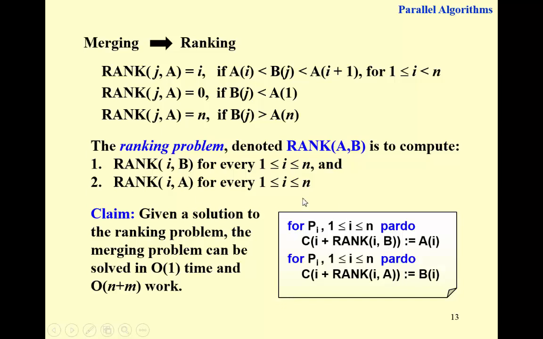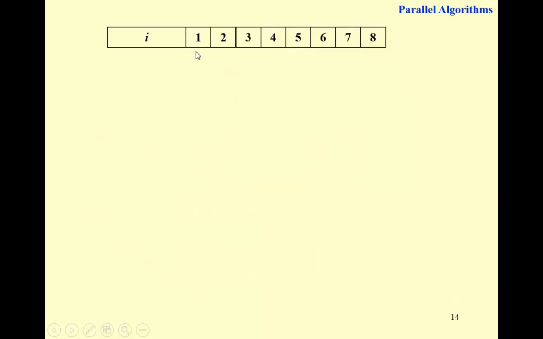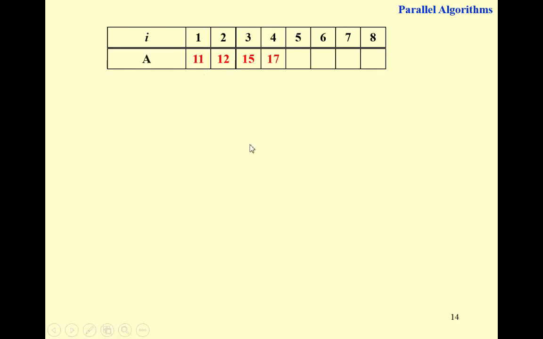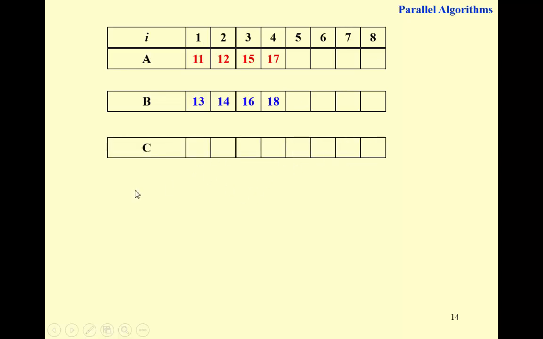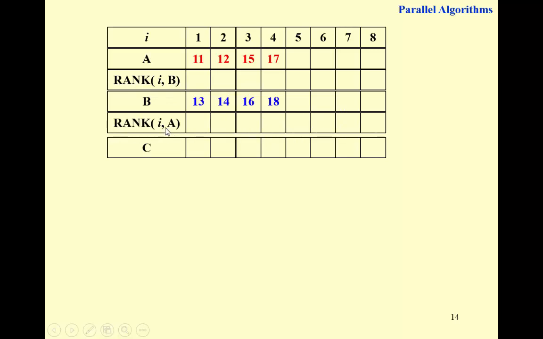Now let's check out a specific case. Say we have 8 numbers. There are 4 numbers in A and 4 numbers in B, and we're supposed to merge them into C. Alright? So let's first try to calculate the rank of elements of A in B and the rank of elements of B in A. Alright? So what is the rank of 11? 11 is smaller than the smallest number in B, and therefore by definition its rank is 0. And so is this 12, right? 12 is smaller than 13, so it's another 0.